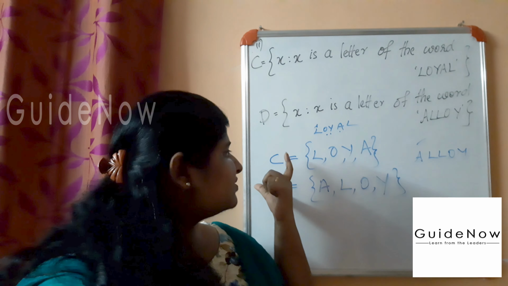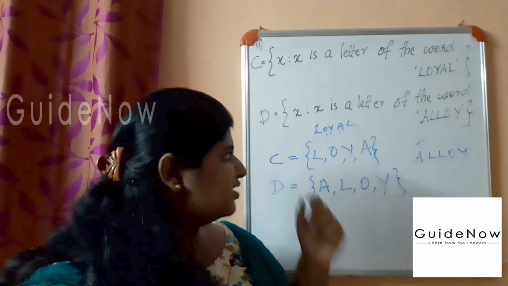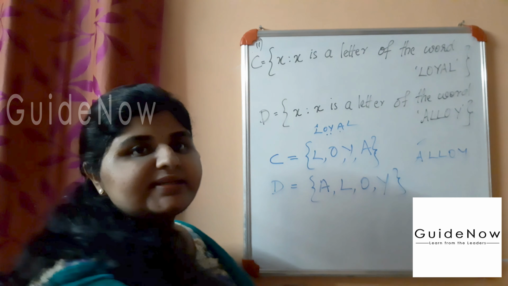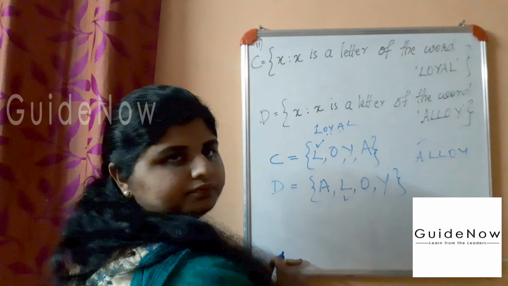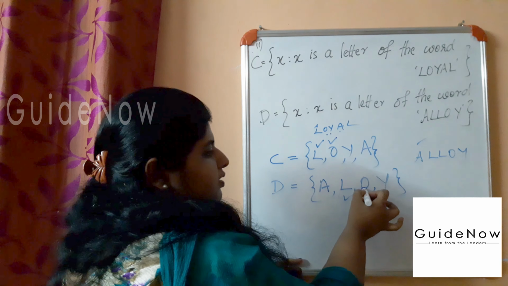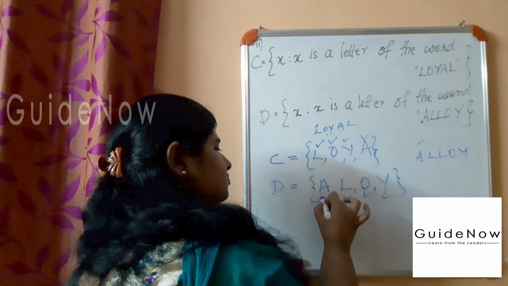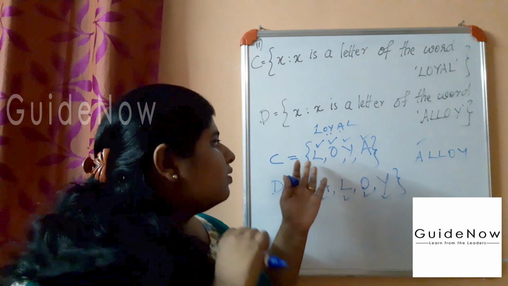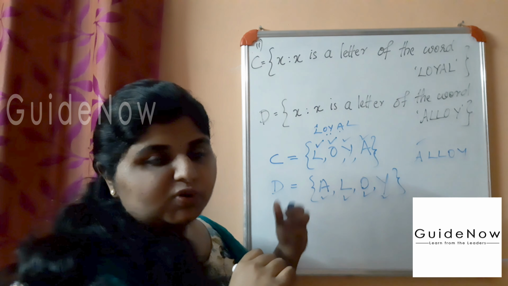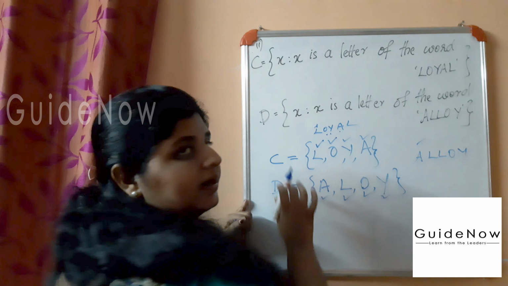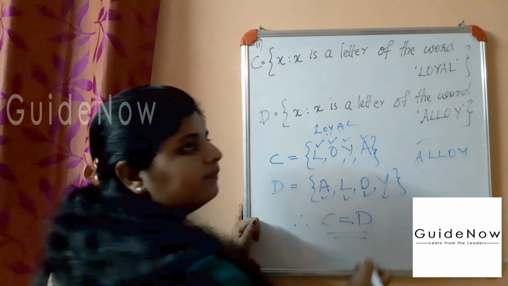You have to check whether set C is equal to set D, that means whether these are equal sets or not. C has L, D also has L. C has O, here also O. C has Y, here Y is there. C has A, A is there. So all elements are covered. Every element in C is also in D. Both have the same elements, so these are equal sets. Therefore we can write set C is equal to set D.